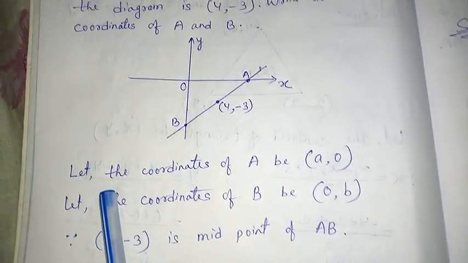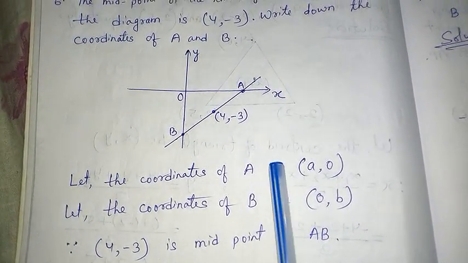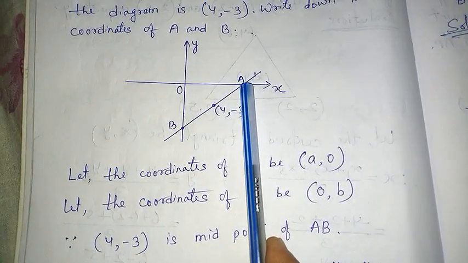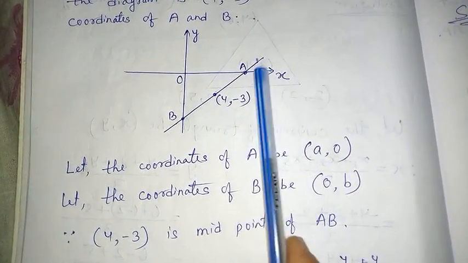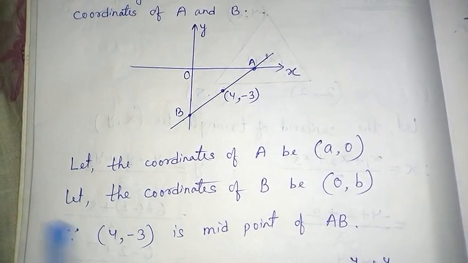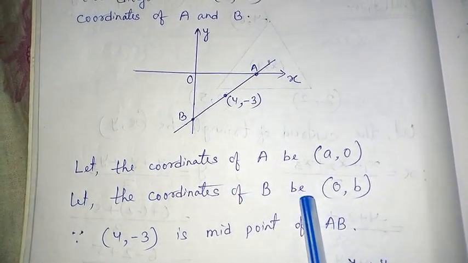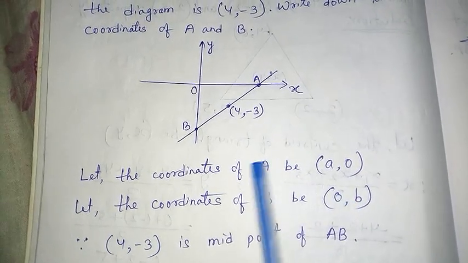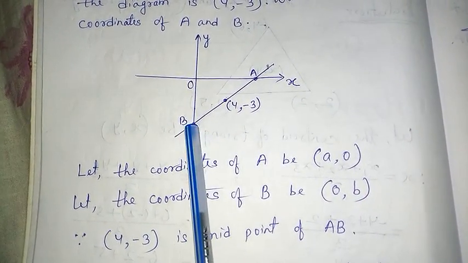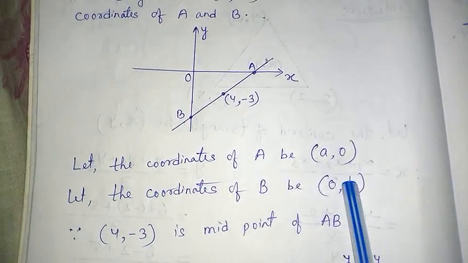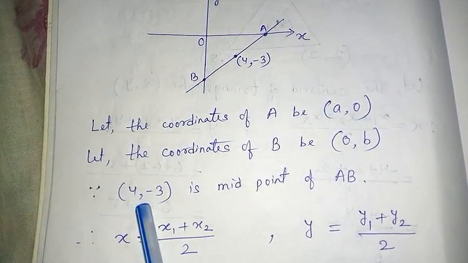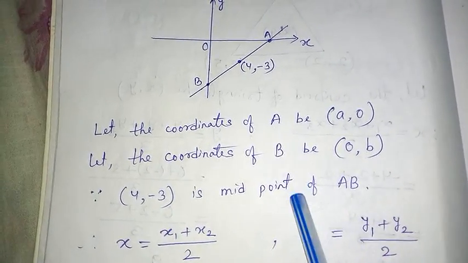Now just now I had told you the coordinate of A in x axis means a comma 0. That means the coordinate of A will be a comma 0. Why? Because first value is known and second value is always 0 in x axis. And let the coordinates of B be 0 comma b. Why? Because first value is always 0 in y axis and second is something. So this coordinate of B is 0 comma b, and midpoint is this. Now 4 comma minus 3 is the midpoint of AB.